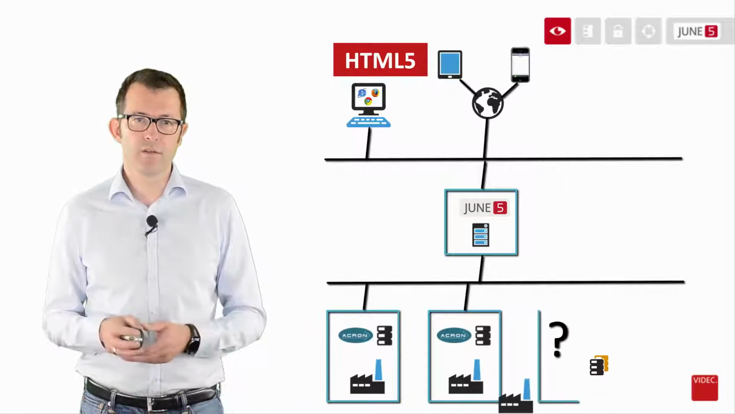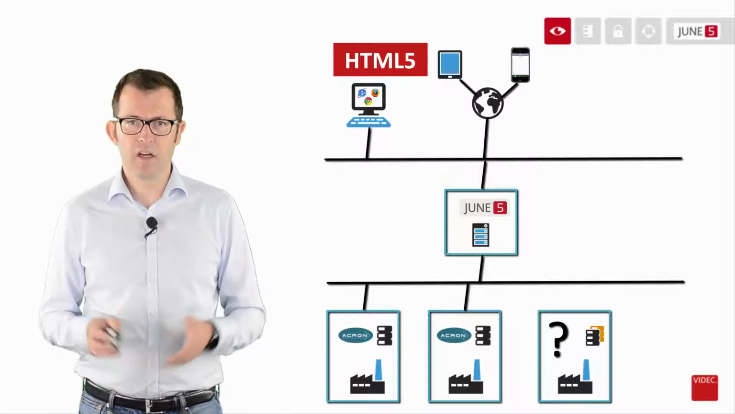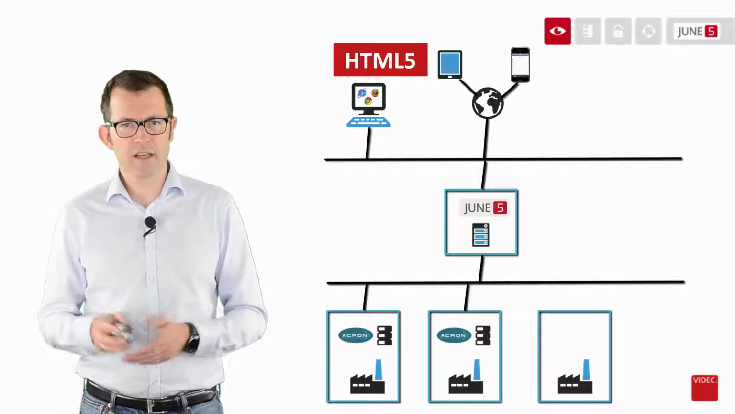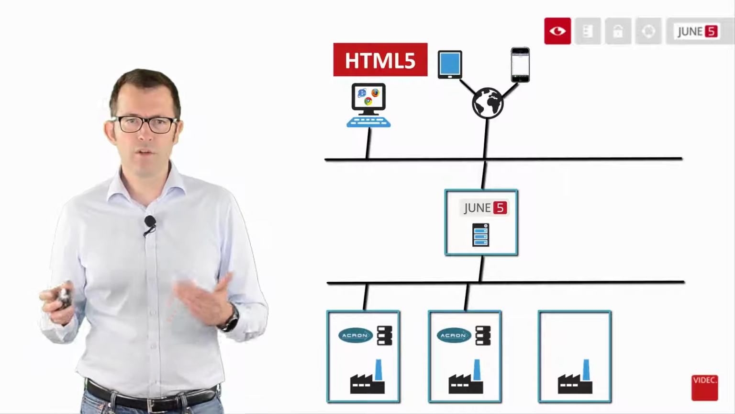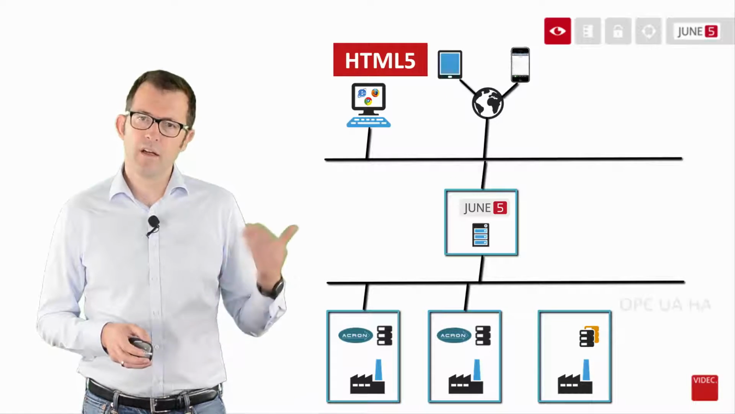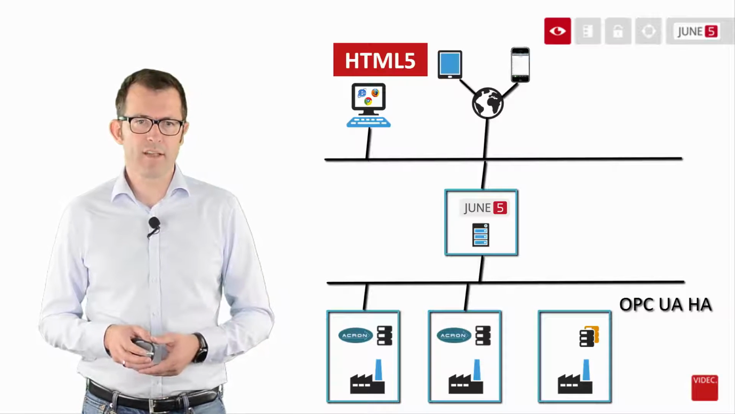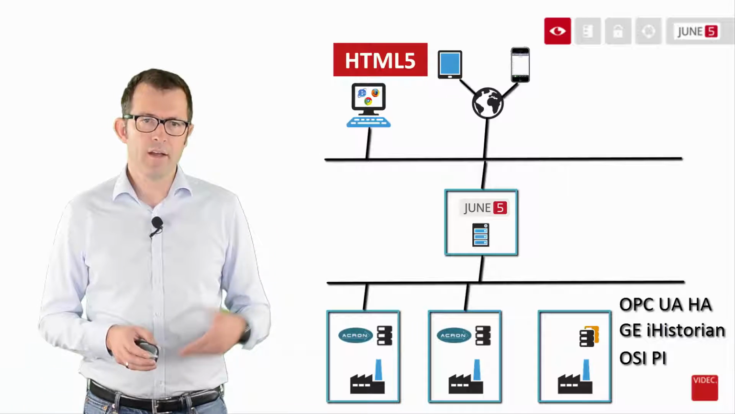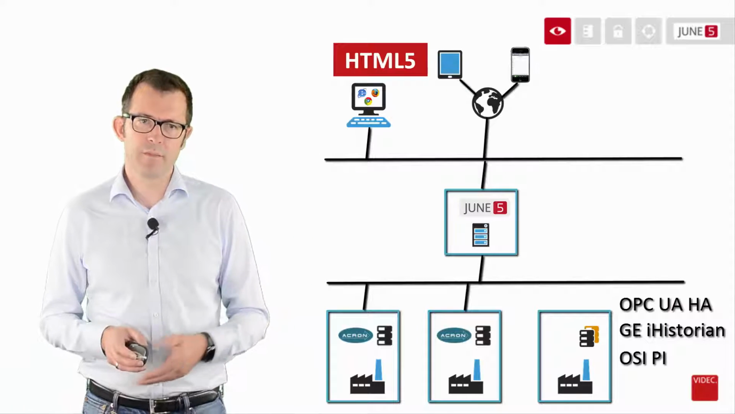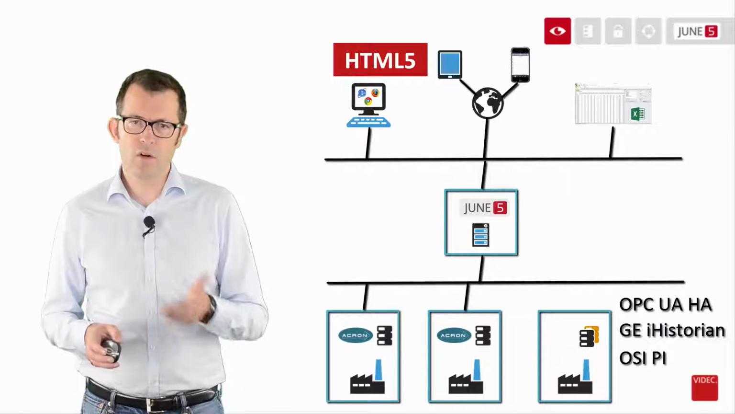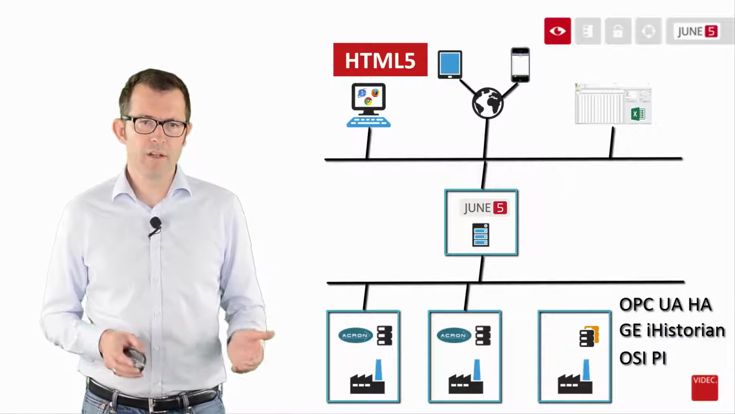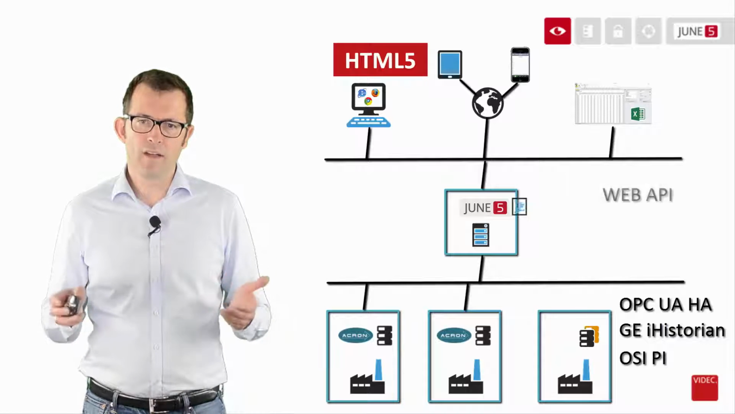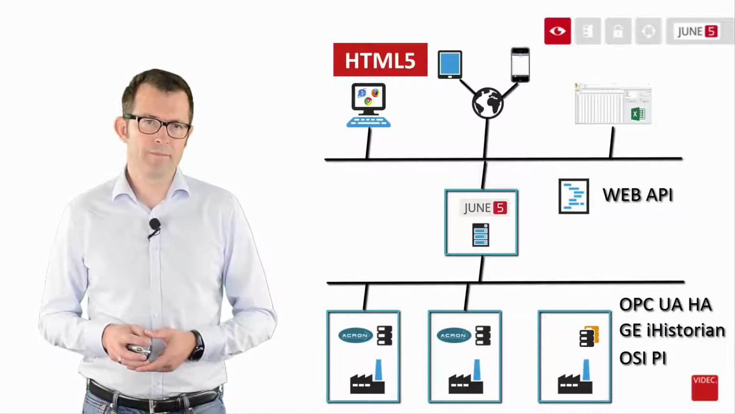You don't have Aquan so far? Then you have two options. Either you migrate your existing data to Aquan, or you use one of the other interfaces, like OPC UA Historical Access, GE iHistorian, or the interface to OSI PI to get web access to your data. In addition, the data is also available for a JUNE5 add-in for Microsoft Excel, or as an optional web API.